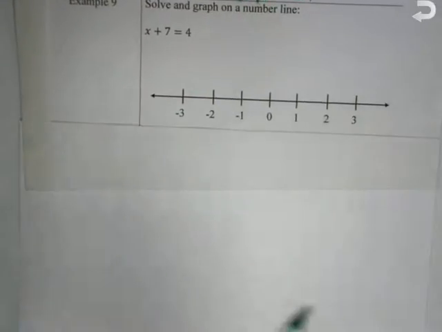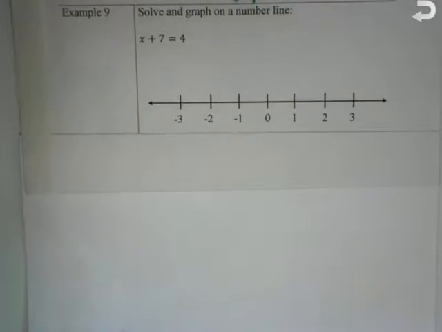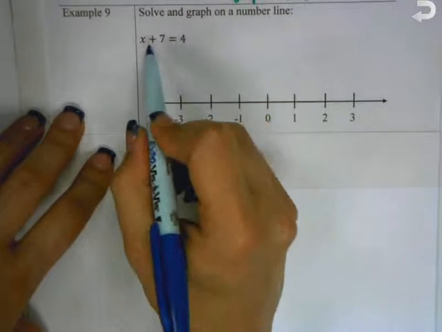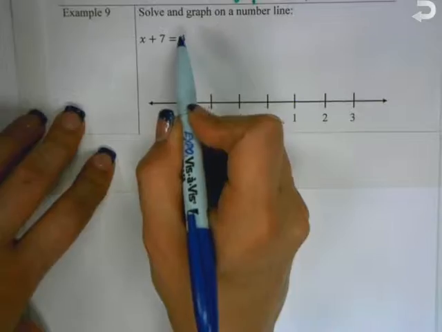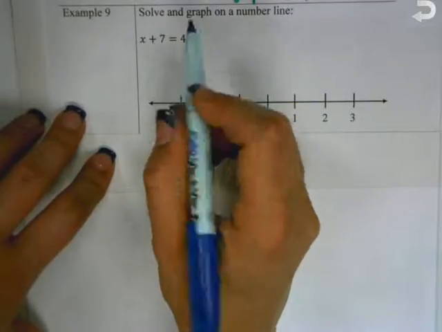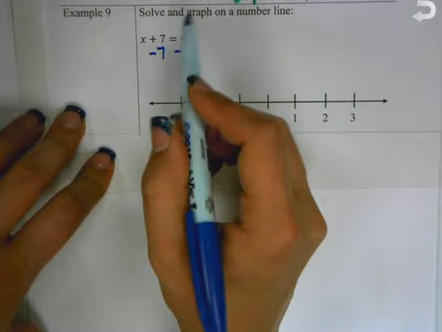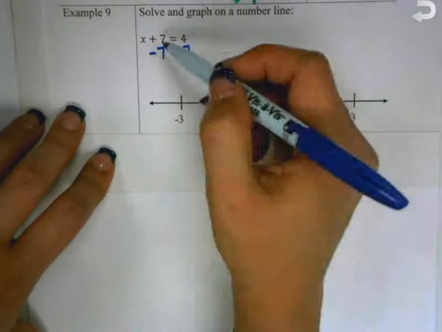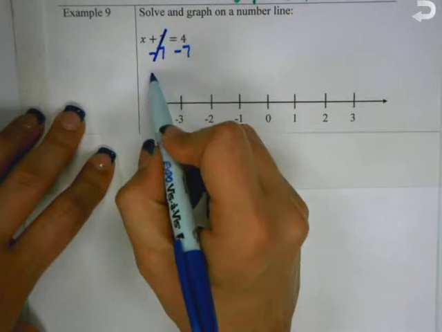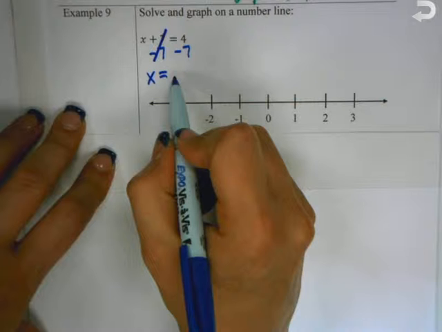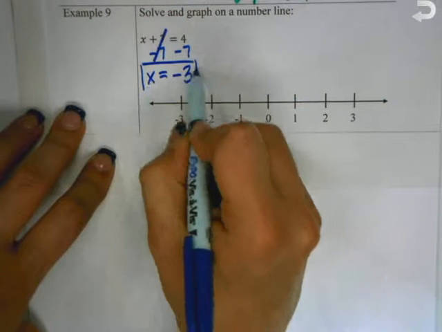Okay, so the first thing we're going to do is we're just going to solve this like we have already been doing. So I have x plus 7 equals 4. I want to get x by itself, so what do I have to do? Minus 7 from both sides. 7 minus 7, what does that give me? 0. So on the left-hand side, I am left with x equals 4 minus 7. Negative 3. So that's my answer. X equals negative 3. How do I plot that on the number line? I just put a point at negative 3.